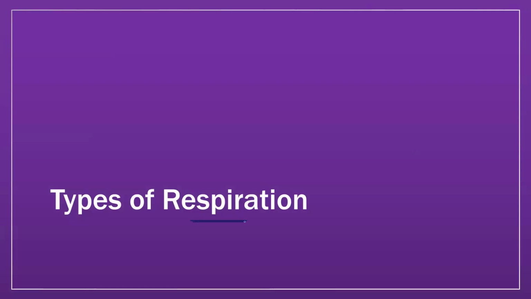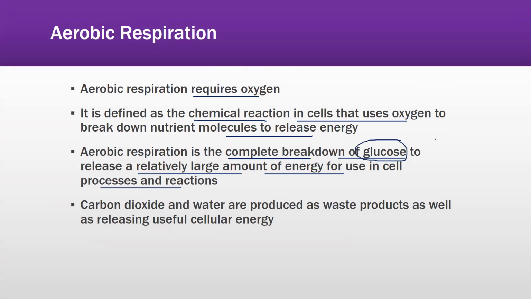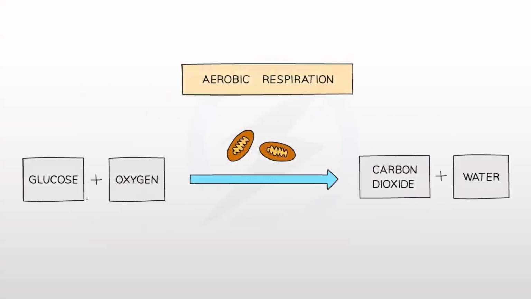So what are the two types of respiration? First is aerobic and anaerobic respiration. Good. Aerobic respiration requires oxygen, and it is defined as the chemical reaction in cells that uses oxygen to break down nutrient molecules to release energy. Aerobic respiration is the complete breakdown of glucose to release a relatively large amount of energy for use in cell processes and reactions. अब यहाँ पे glucose का breakdown हो रहा है by reacting with oxygen, producing carbon dioxide and water along with energy. Carbon dioxide and water are produced as waste products as well as they are releasing useful cellular energy.